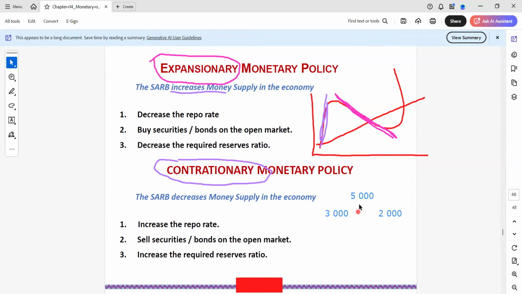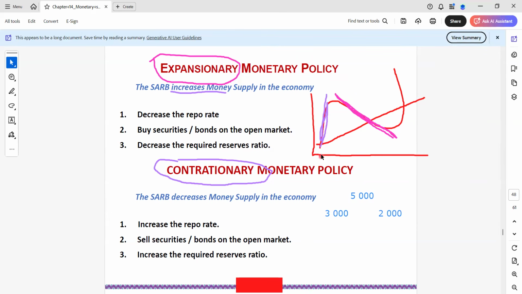So if the South African Reserve Bank decreases the cash reserves, it's going to increase the money that is in circulation, in the economy. And if there's more money, banks will grant more credit, people have more money, and consumption expenditure increases and all of that, here in the contractionary phase. So what you have to know is that expansionary monetary policy is used to increase the money supply in the economy. And you can just draw this business cycle if you want to remember it.